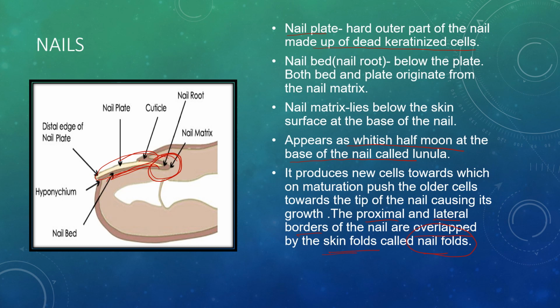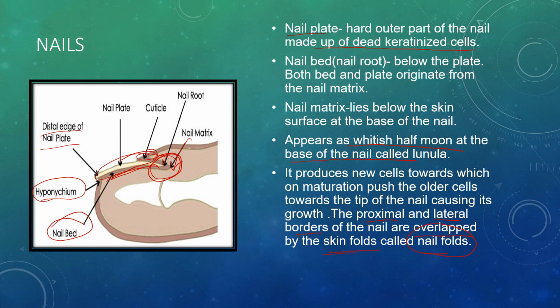So it is clear for everyone: this part is the cuticle, this part is the nail root. Near the nail root is only the matrix, from which the nail is growing. Now this is the distal edge of the nail plate, this is the hyponychium, and this is the nail bed.